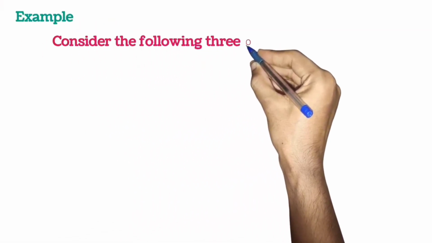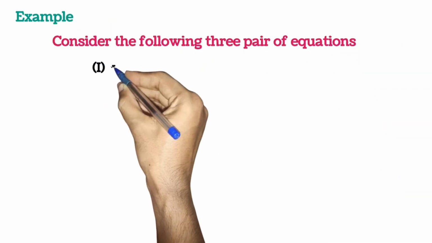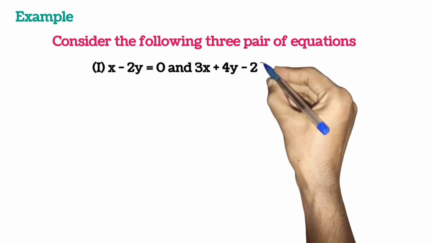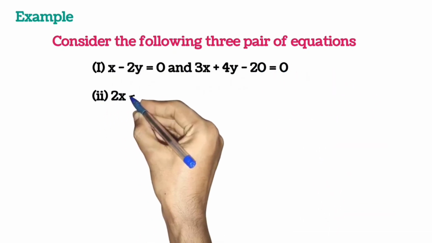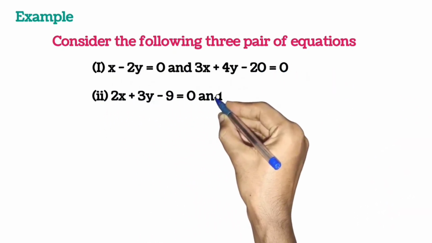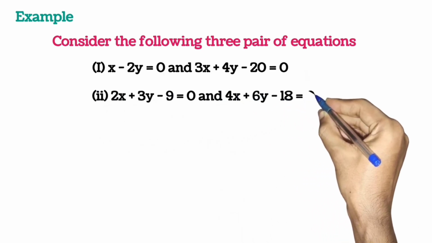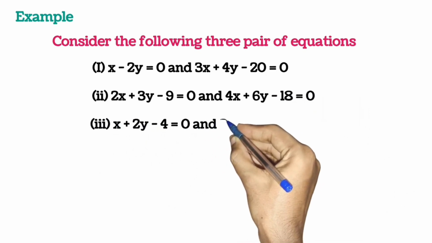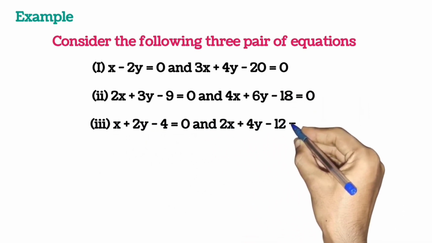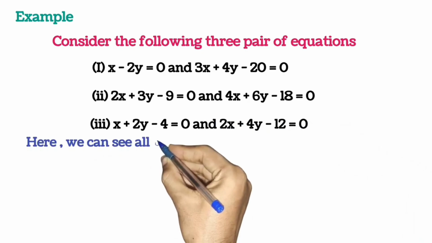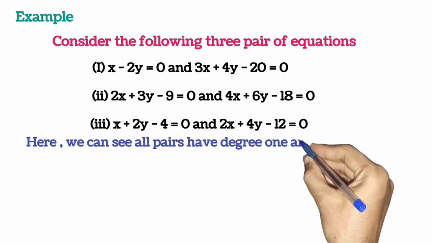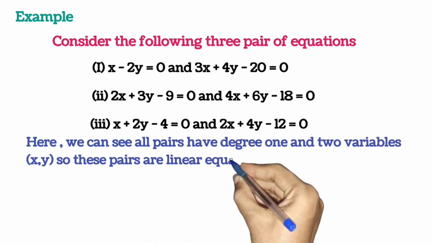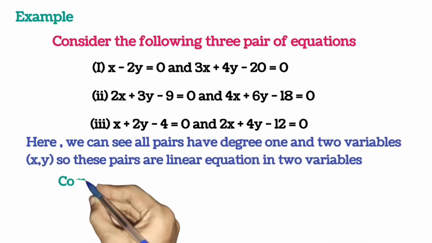Consider the following three pairs of equations. First one is x minus 2y equal to 0 and 3x plus 4y minus 20 equal to 0. Second one is 2x plus 3y minus 9 equal to 0 and 4x plus 6y minus 18 equal to 0. Third one is x plus 2y minus 4 equal to 0 and 2x plus 4y minus 12 equal to 0. Here we can see all pairs have degree 1 and 2 variables x, y. So these pairs are linear equations in 2 variables.